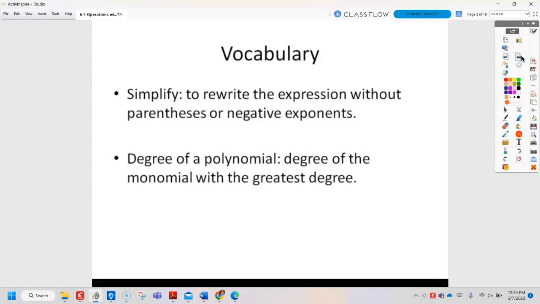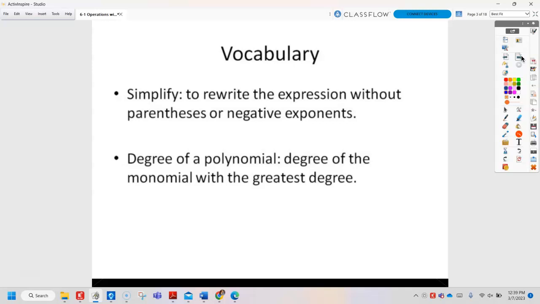So the words we're going to see most often in this chapter, and it's important to understand, are the words simplify. Simplify means to rewrite the expression without parentheses, without negative exponents, and without having multiple like terms. So if you have like terms, you need to group those like terms together. You also don't want decimals. So oftentimes when we're simplifying, we're not getting decimals.